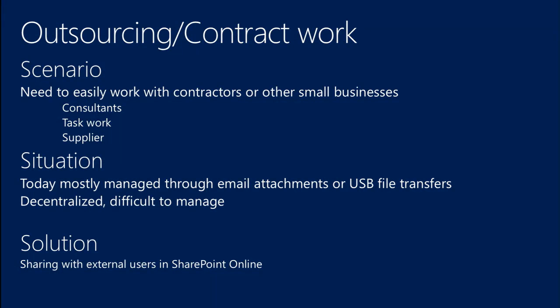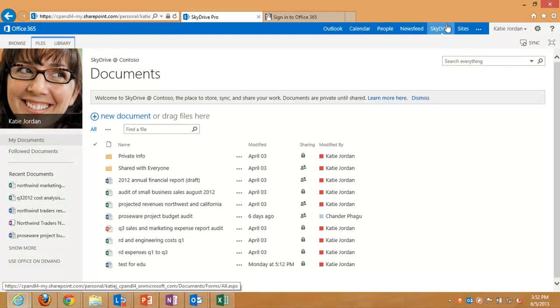So we're going to jump back over to our demo tenant here, and talk a little bit about some of the sharing capabilities. So inside of the document libraries, you can see here are some documents. I'll show another view too, just for difference. Sorry. Here you can see the SkyDrive. This is Katie's SkyDrive, for example. This says SkyDrive.